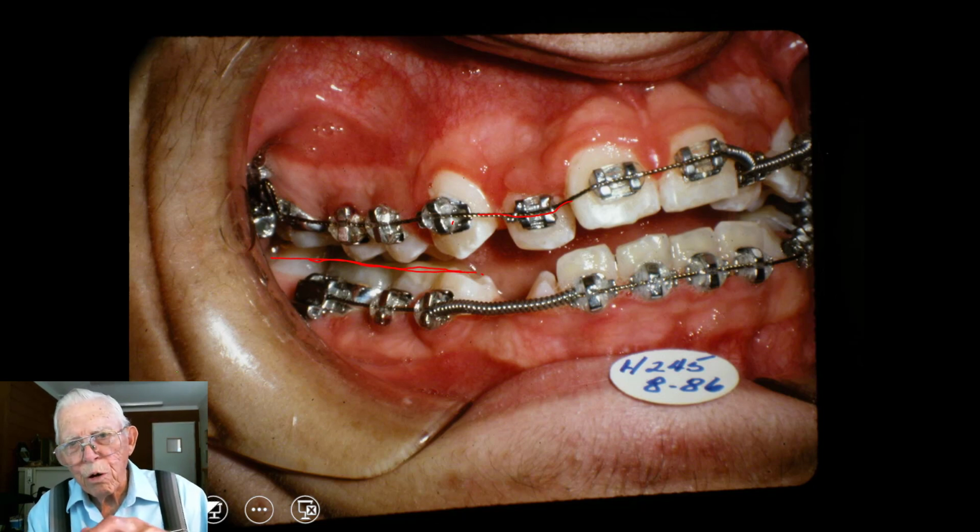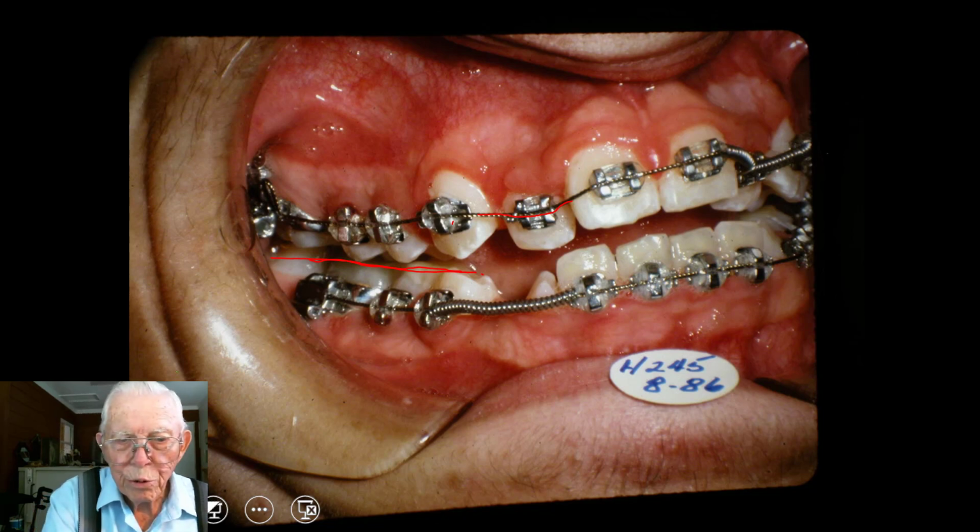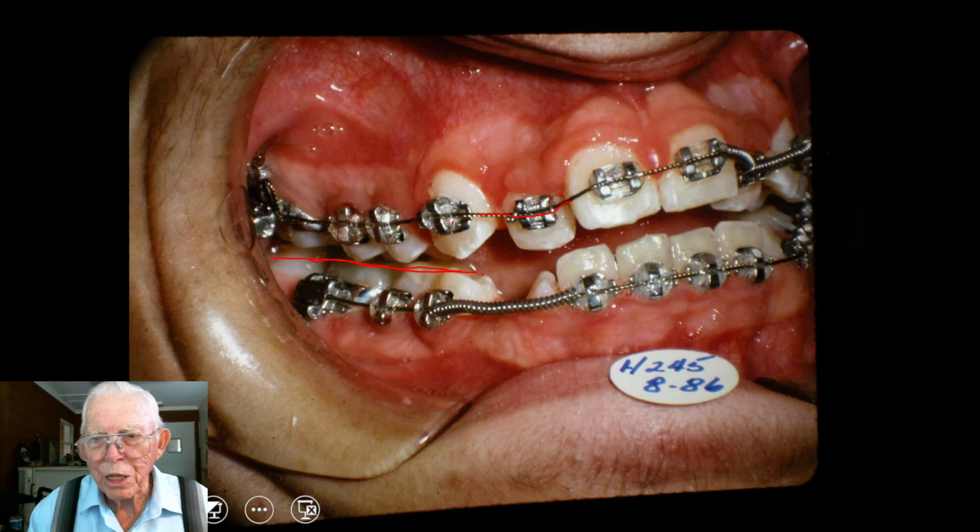That lets your jaw go back and forth easily and makes class 2 correction much easier. The cusps don't hold you in a position. So then when you get through, you can take that off and bring the teeth together there.